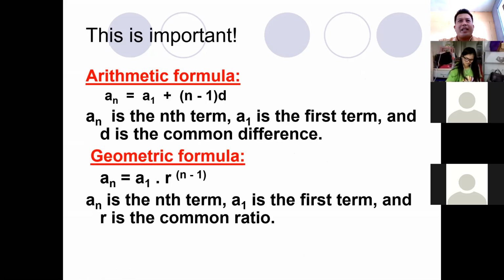Okay, so let's proceed with the formula for the arithmetic sequence, which is this one. But for geometric, the formula is this one, class. If you're going to find the nth term in the explicit function, you have the formula a sub n is equal to the first term multiplied by the common ratio raised to the power of n minus 1. Let's proceed with an example in your module.